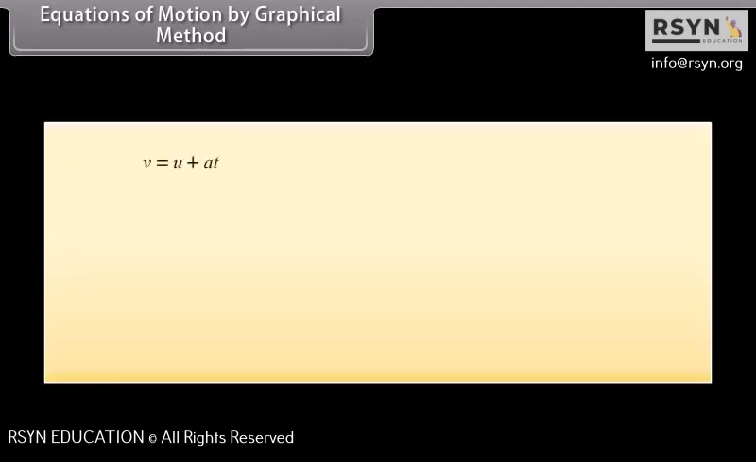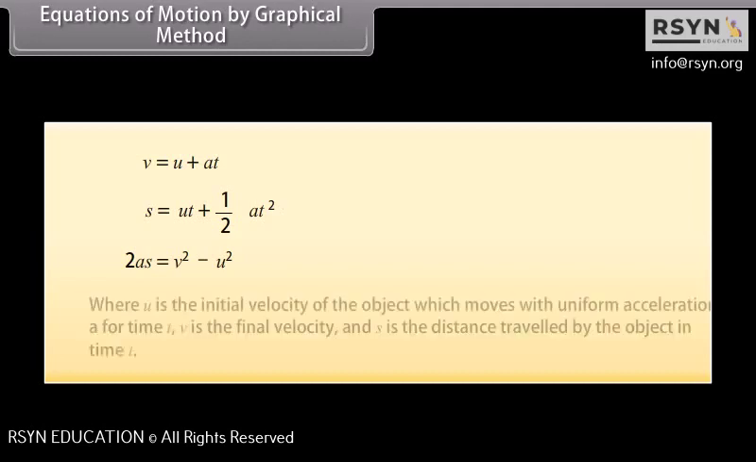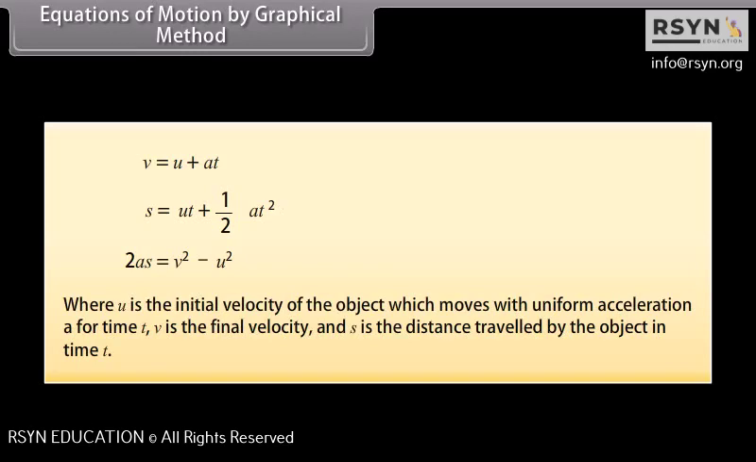Equations of motion by graphical method. The three equations of motion are v = u + at, s = ut + 1/2 at², and 2as = v² − u², where u is the initial velocity of the object which moves with uniform acceleration a for time t, v is the final velocity, and s is the distance travelled by the object in time t.